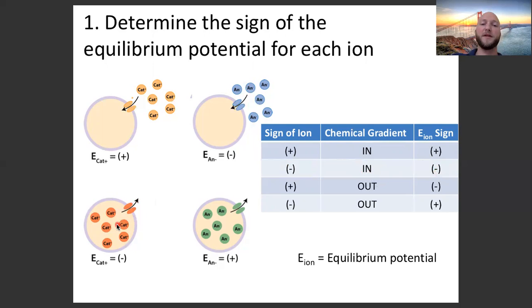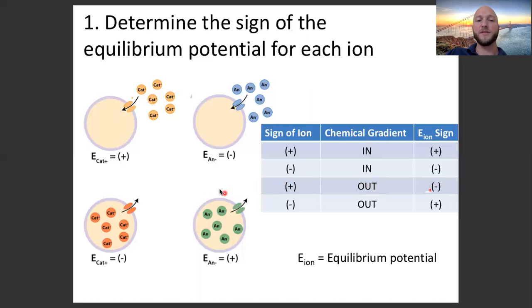Right here, we have high concentration of cation plus inside the cell. Its chemical gradient wants it to move outside of the cell. So we're removing positive charges from the cell. It's going to make the cell more negative on the inside because we're removing those positive charges. So sign of the ion, positive. Chemical gradient is out of the cell. It's going to have a negative equilibrium sign.